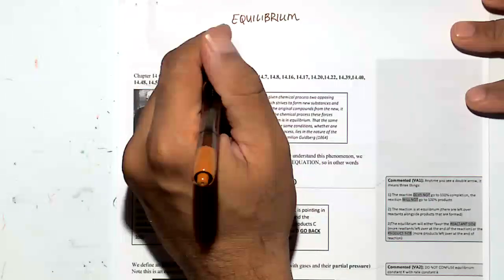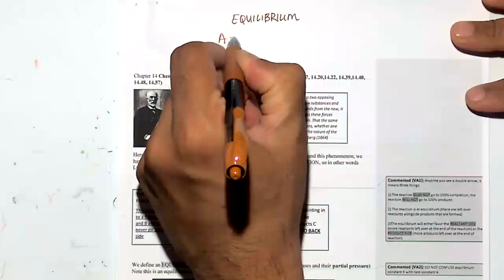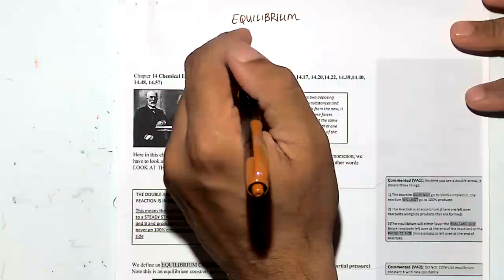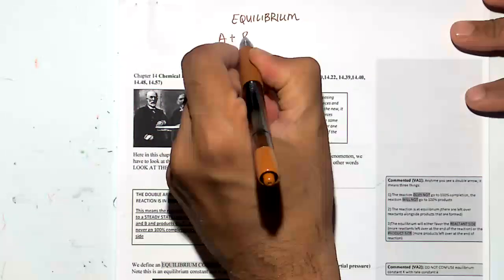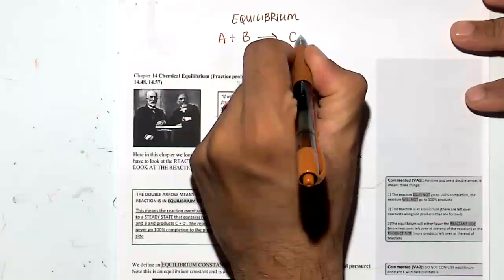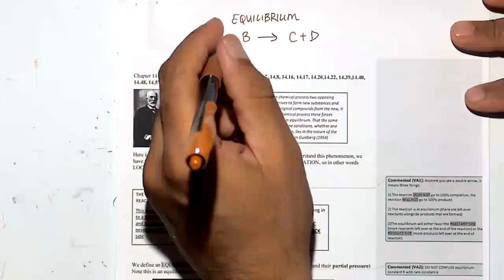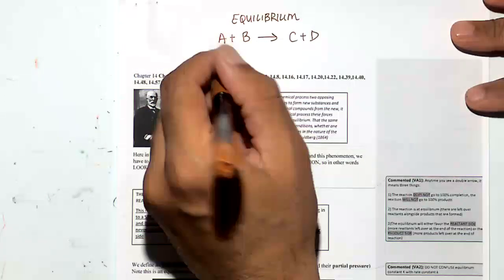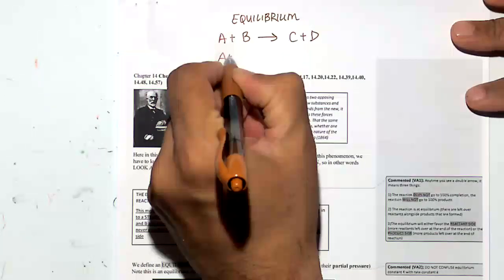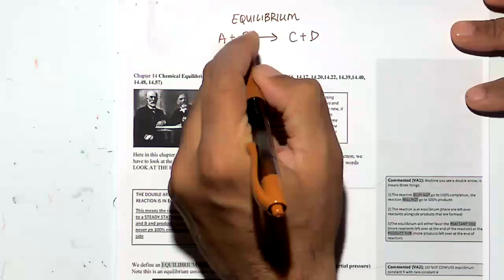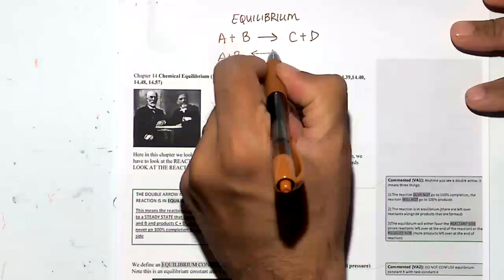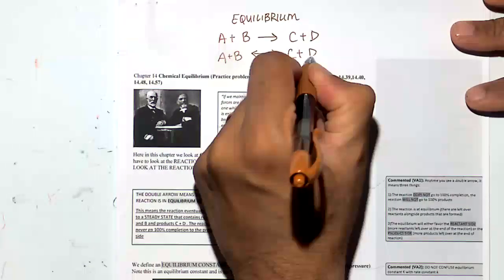So let me give you two types of reactions here. Okay, first reaction one, we'll have reactants A plus B go to products C and D. Okay, so that's one reaction. And let me give you another reaction. Okay, so reaction A plus B, reactants A plus B go to products C plus D.